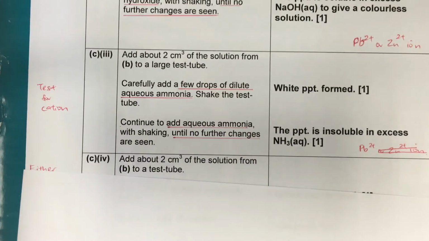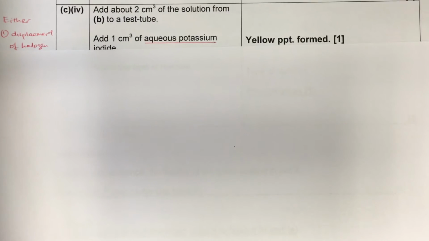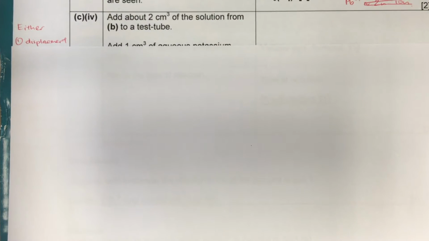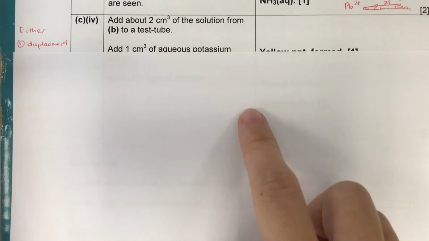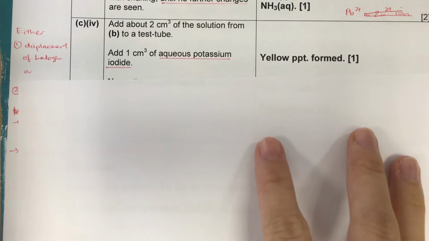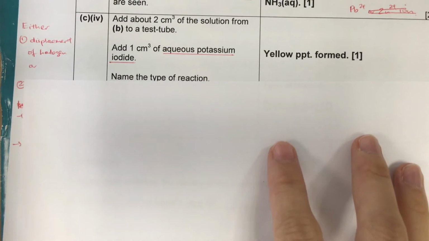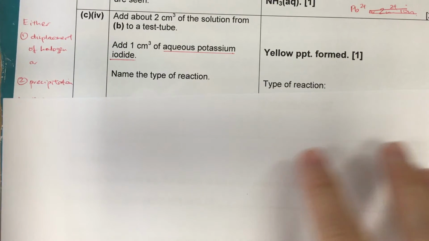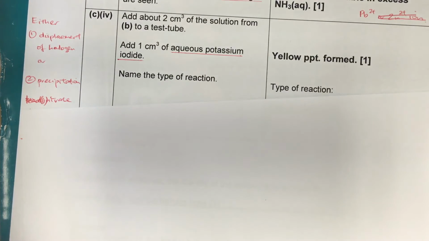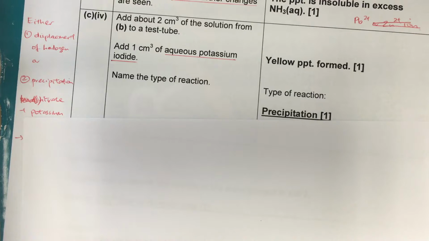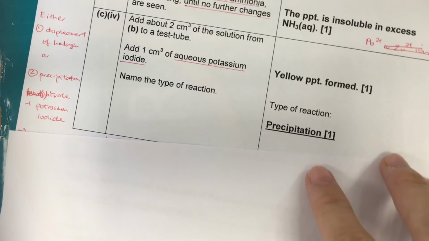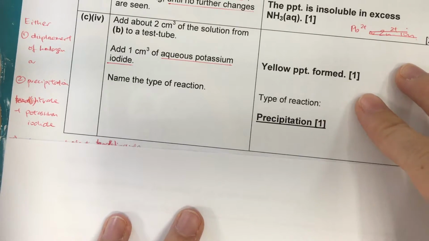Okay, the last part is the hardest. It tells you to add aqueous potassium iodide, and what you see is a yellow precipitate. And they ask you to name the type of reaction. Okay, and here the reaction is called precipitation. But how do we know?